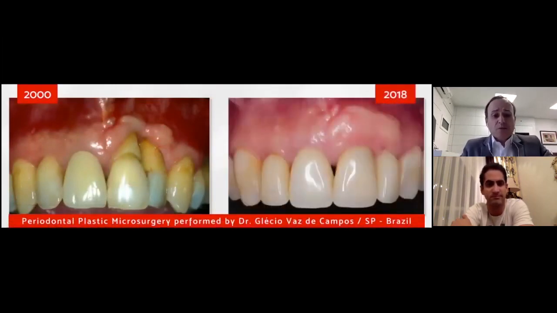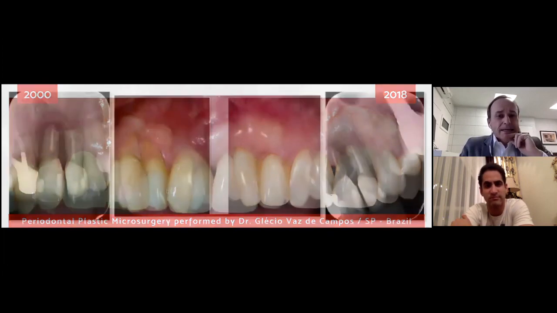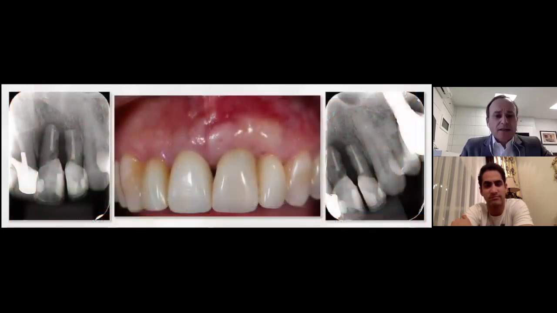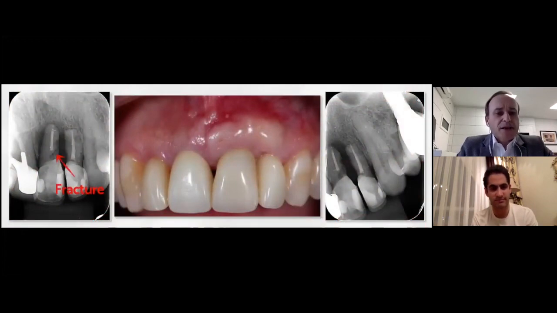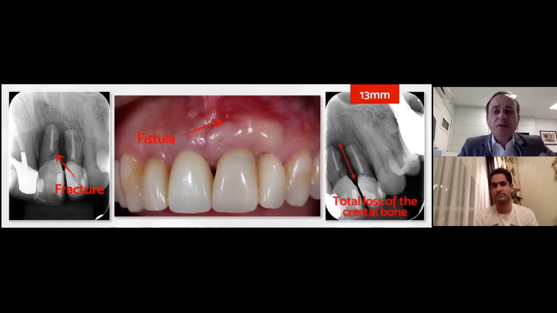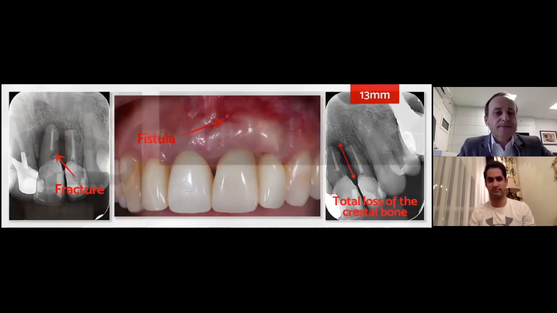The periodontal plastic microsurgery was performed by Glacio Vaz de Campos from São Paulo. In the same year, he called me and he sent this patient to me. And the patient presented here the fracture, the infection, the fistula at the buccal aspect. And you can see through this x-ray that we have the total loss of the crestal bone, 13 millimeters high. And now what to do, how to manage this?